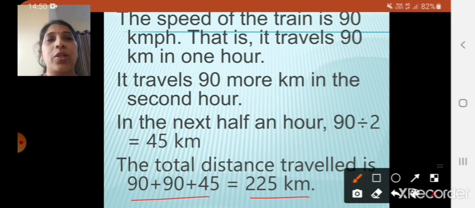I hope you have understood. Again, I will explain. 90 kilometers per hour. Per hour means 1 hour. In 1 hour it travels 90 kilometers. So in the second hour also it will travel 90 kilometers. So 90 plus 90 you got 180. Now the remaining half an hour is there because it is 2.5 hours. So we will divide that 90 by 2. So you get 45 kilometers. So 180 plus 45 you get the answer as 225 kilometers.